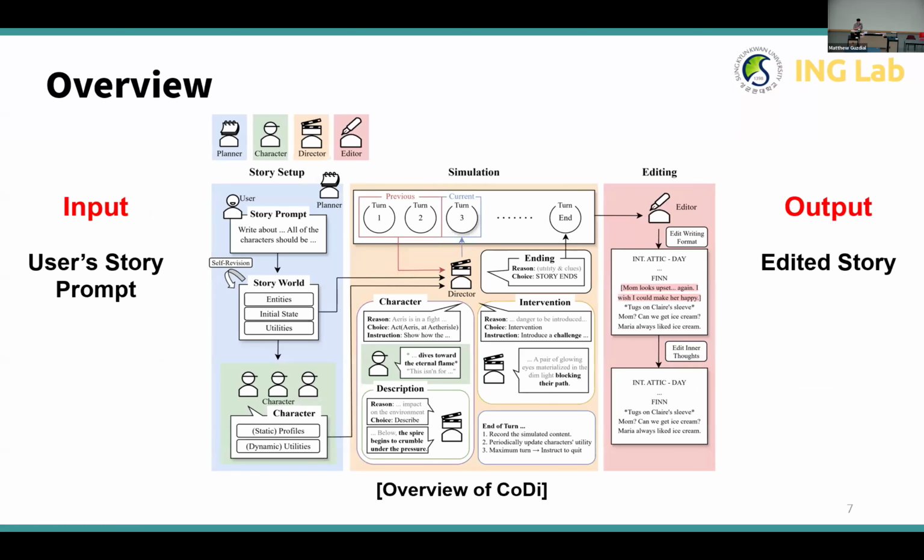Here is the overview of CoDi. We begin with a prompt from the user, which contains the user's requirements about the story. Then after receiving the prompt, through the collaboration of the planner, character, director, and editor agents, we finally get the final output, the story.